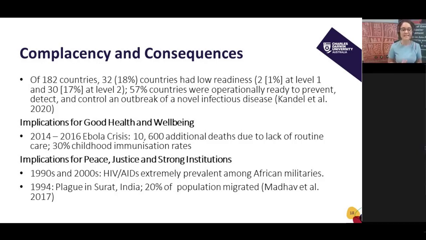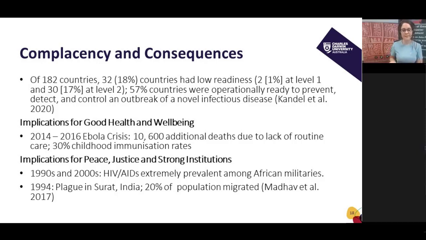And infectious disease outbreaks can also have longer-term political impacts that affect state capacity. So Goal 16, peace, justice, and strong institutions, is affected by infectious disease outbreaks. In the early 1990s and 2000s, for example, extremely high HIV and AIDS prevalence rates among African militaries led to increased absenteeism, decreased military capacity, and decreased readiness. And the weakening of security forces can increase the risk of civil war and other forms of conflict.